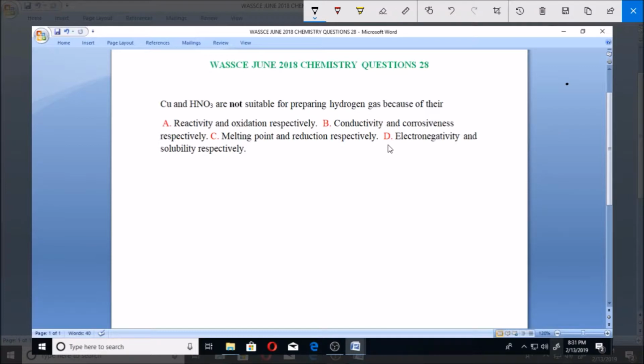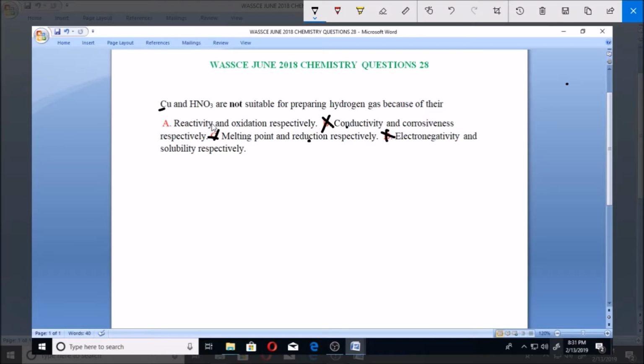Is it electronegativity and solubility? We also know that copper is electropositive. So can its electronegativity actually affect its reaction to produce hydrogen? This cannot be the answer. Conductivity and corrosiveness: what has conductivity got to do with hydrogen gas production? This cannot be the answer because of this. Now, melting point and reduction. I don't think there's anything reduction has to do with hydrogen gas production, especially when you combine it with melting point. So this cannot also be the answer.